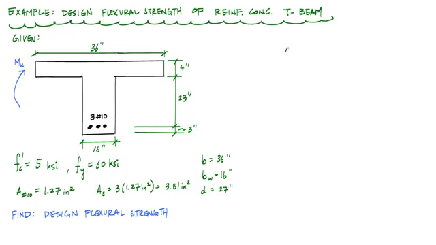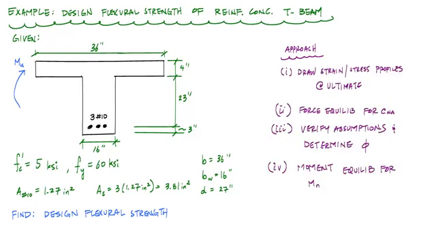My approach to this problem is going to be the same as if I were analyzing any cross section for the nominal moment strength and the design flexural strength. And it's going to involve the following steps. We're going to draw the strain and stress profiles first at ultimate. And I look at that as drawing a free body diagram or schematic. And if you can draw this, you don't have to memorize any equations for any beam analysis really.